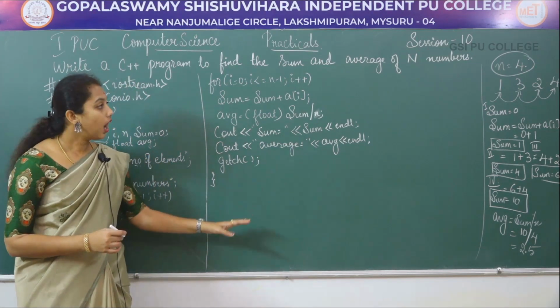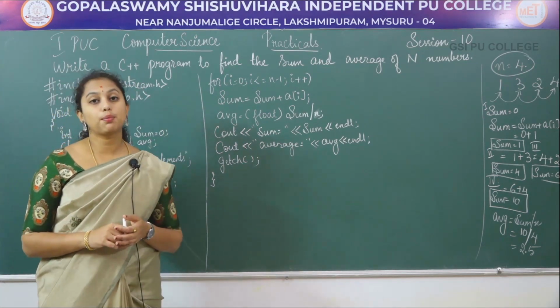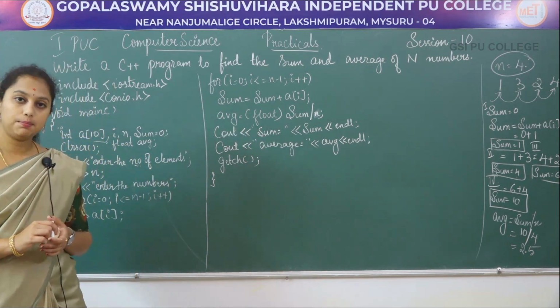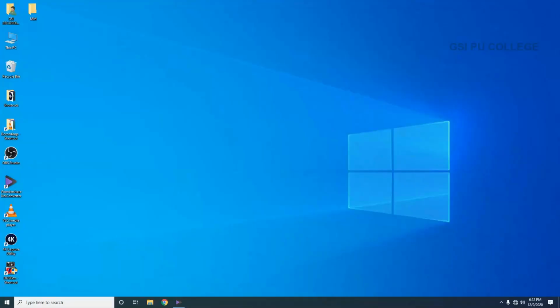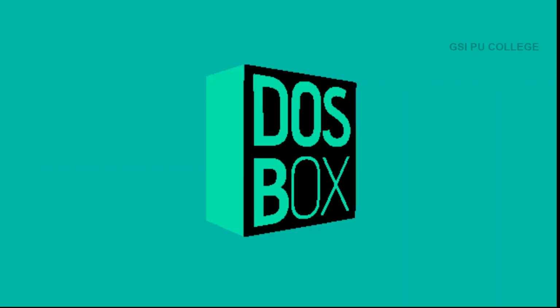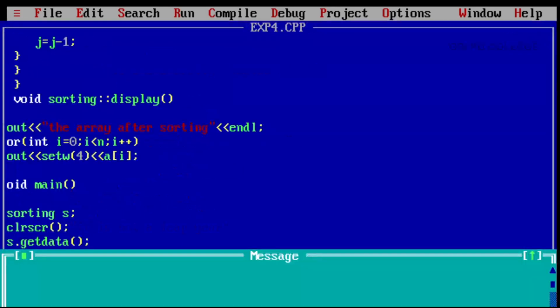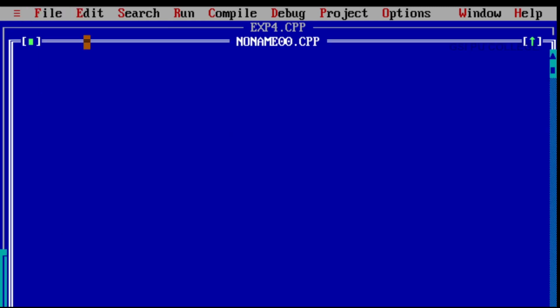Now let's see how to execute this program in Turbo C++. Let's see how to execute a program to find the sum and average of n numbers. First you have to click on the MS-DOS box. So you will get a screen. To get a new file, click on the File option and select the New option there.